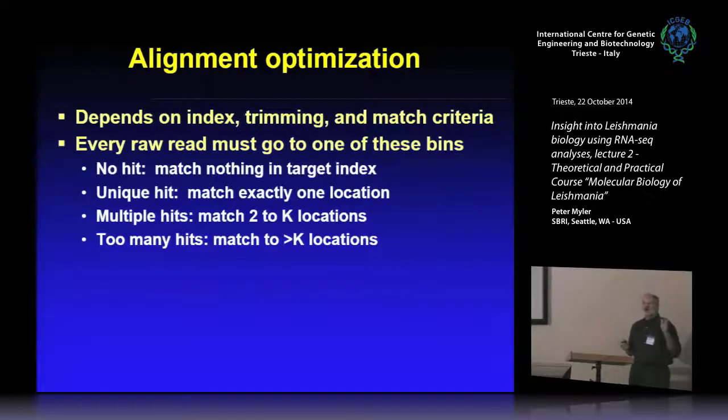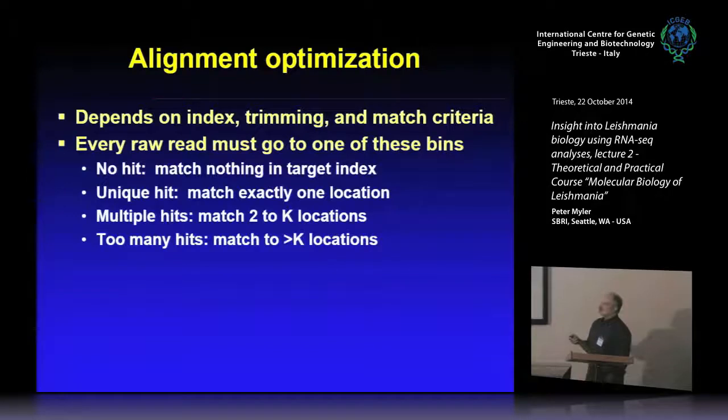So if you get a lot of no hits, that tells you that something was wrong in one of those three things. Typically, you'll get around 70% of your reads matching. And if you get much fewer than that, then that's telling you that there's a problem. Most of the reads should be unique hits, particularly in Leishmania, which doesn't have a lot of repetitive sequence. But about 10% of your reads will have multiple hits, from 2 to K locations.